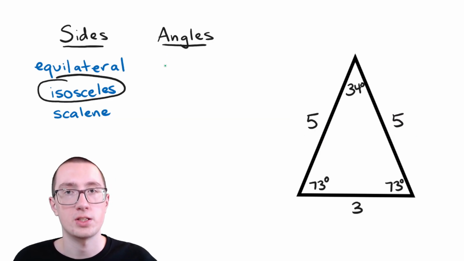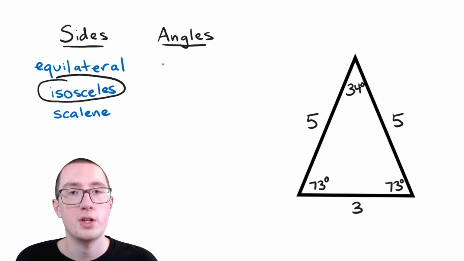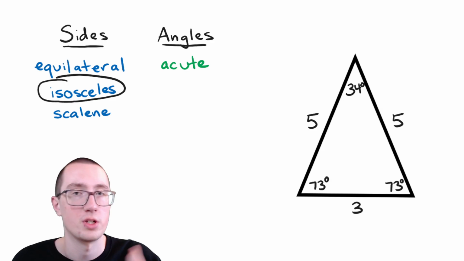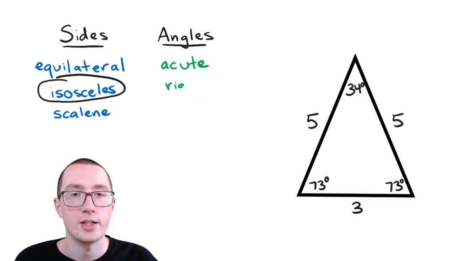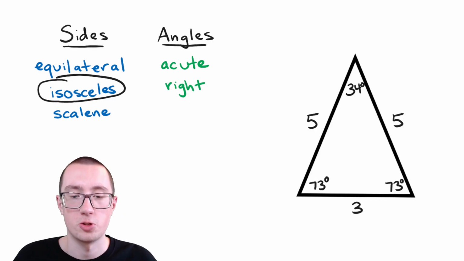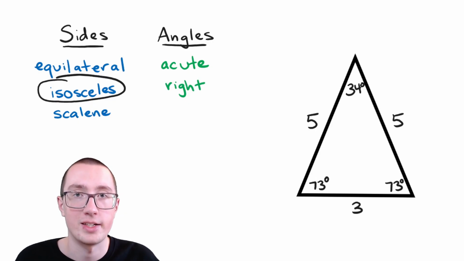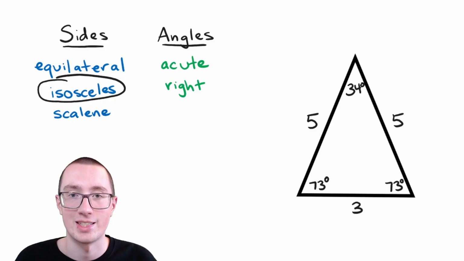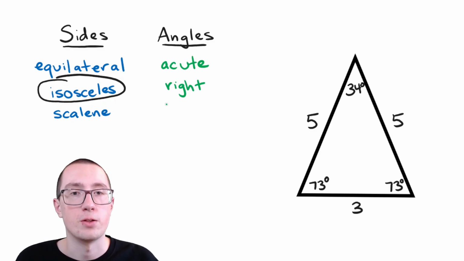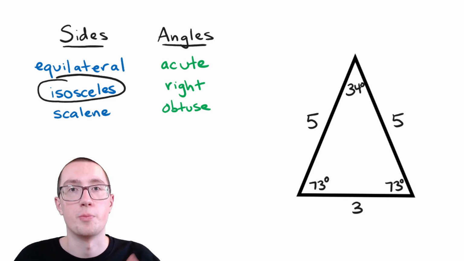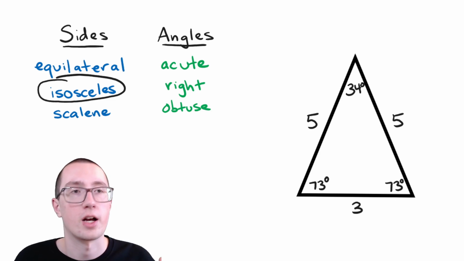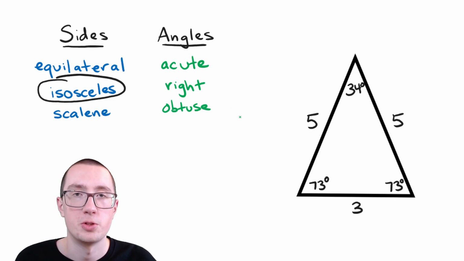We have three different classifications for that as well. The first one is acute. And that basically just means that none of the angles are above 90 degrees or equal to 90 degrees. They're all less than 90. Then we have a right triangle, which means that the triangle has a right angle of 90 degrees. So if one of the angles is exactly 90, it's a right angle. And then the final one is obtuse, which means that one of the angles is above 90 degrees. So if one of them was like 120, for example, that would be an obtuse triangle.